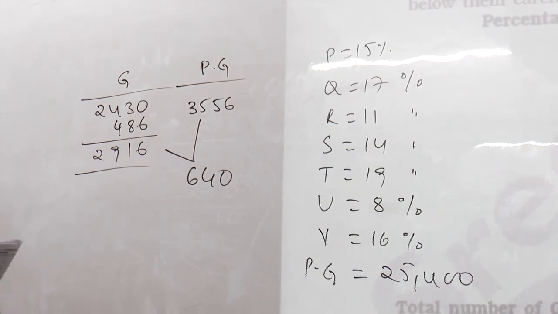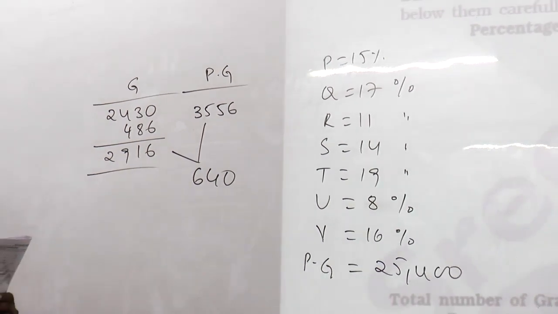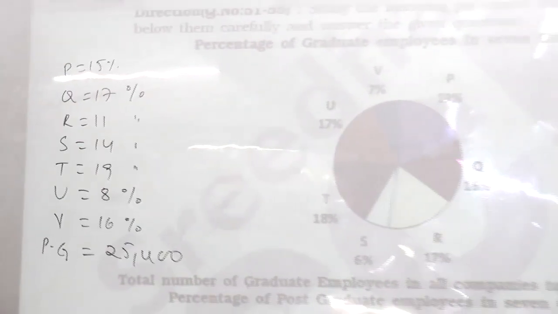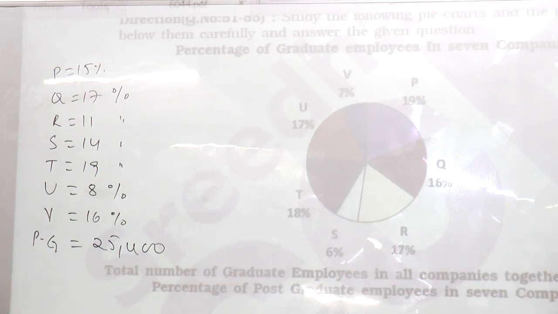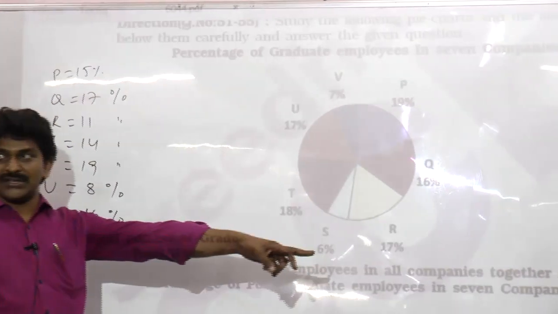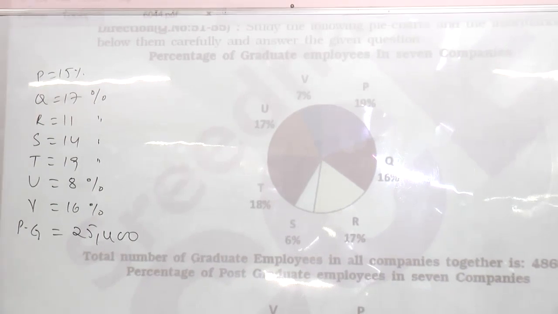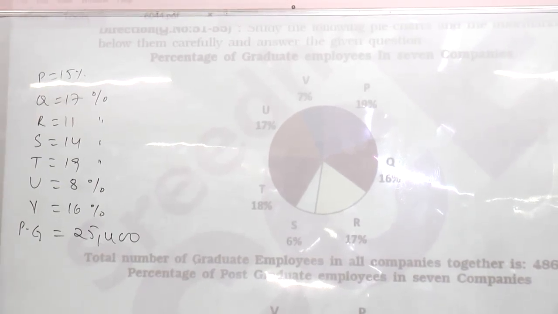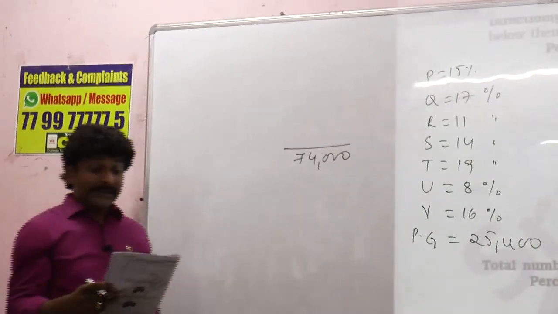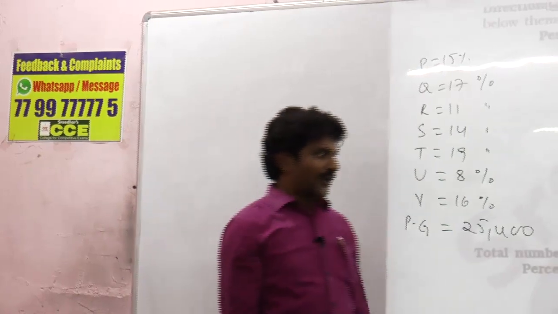Next. 53. The number of graduate employees in company Q is approximately what percent of the total number of employees in all the companies together? Total employees in all companies together in the sense which includes graduates and postgraduates. So graduates are 48,600 and PGs are 25,400. So total that is 74,000. Out of 74,000 you need to calculate graduates from company Q forms what percentage?